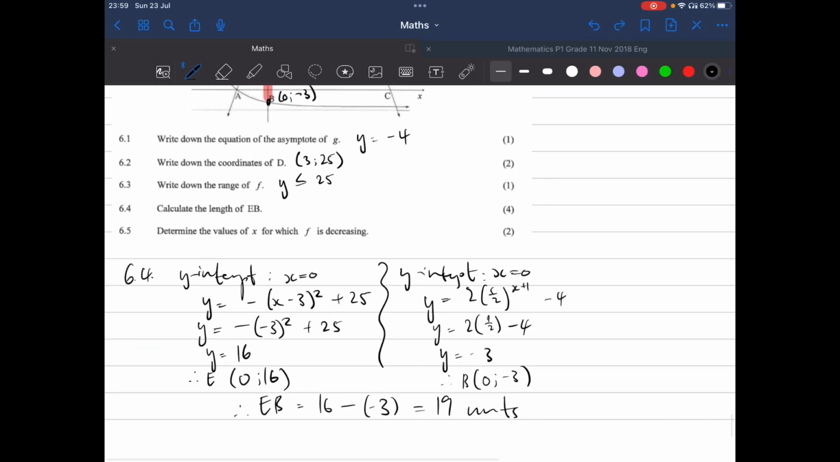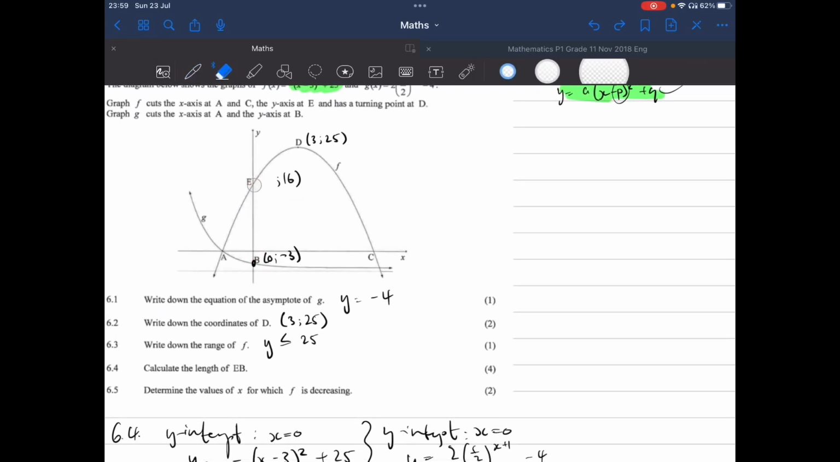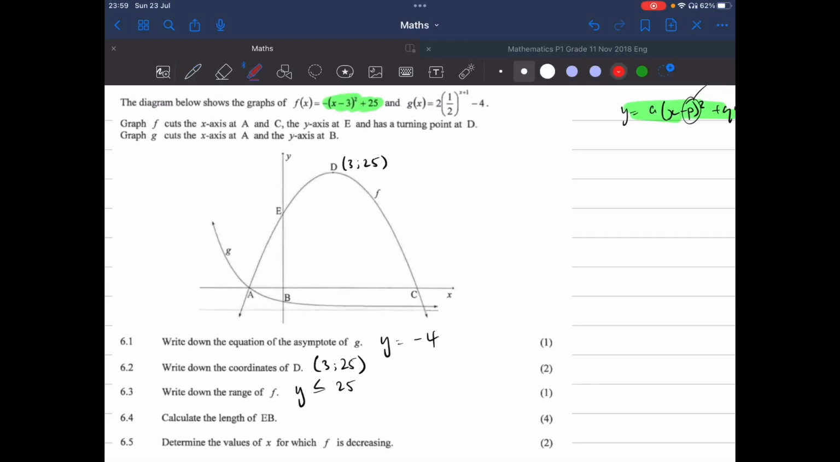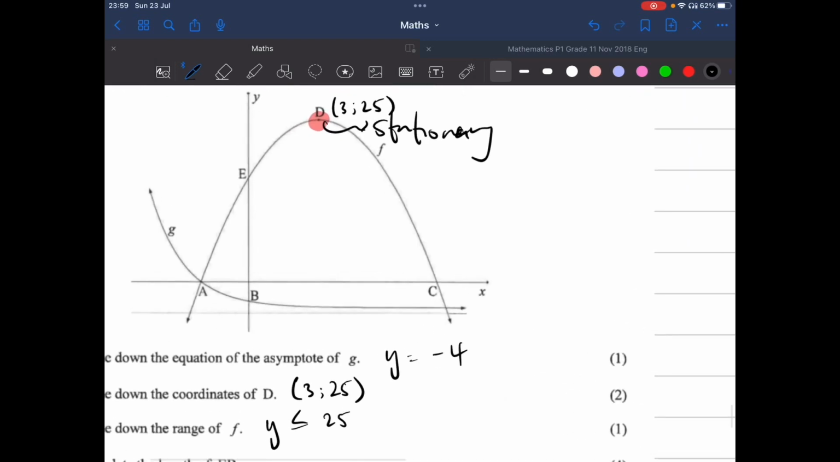Determine the values of x for which f is decreasing. Okay, so if you look at f, that's our parabola. I'm just going to get rid of this for now. If we look at our parabola, we have 3 things that it can basically be, right? It's either increasing, decreasing, or stationary. So at our turning point, our graph is always stationary. And with this downwards facing parabola, everything up until that point, the graph is increasing. And everything after that point, the graph is decreasing.